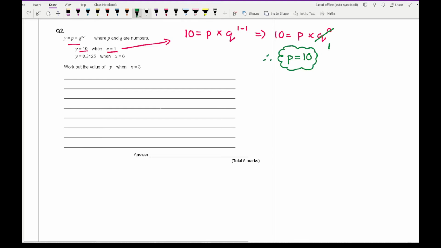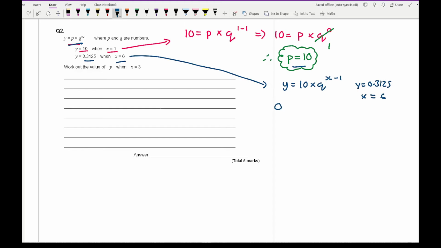Now from that, what I can then do is use the second bit of information to work out what q is. So substituting these numbers into the formula, knowing that p equals 10, I've got y equals 10 times q to the power of x minus 1. So here I've got y equals 0.3125 and x equals 6. Substituting those numbers in, I get 0.3125 equals 10 times q to the power of 6 minus 1. So that's 0.3125 equals 10 times q to the 5.